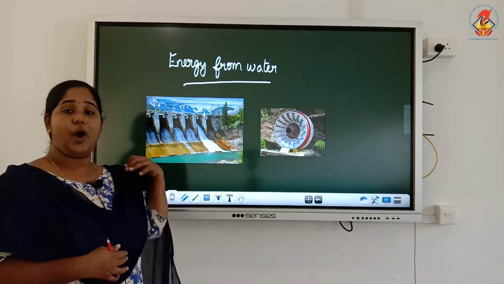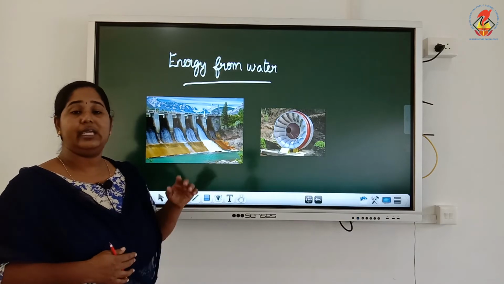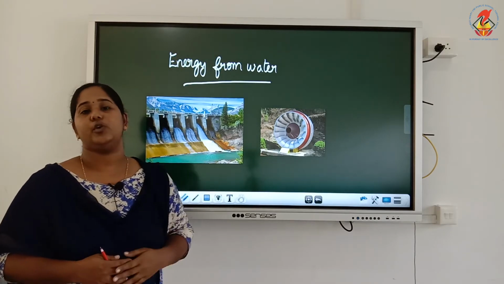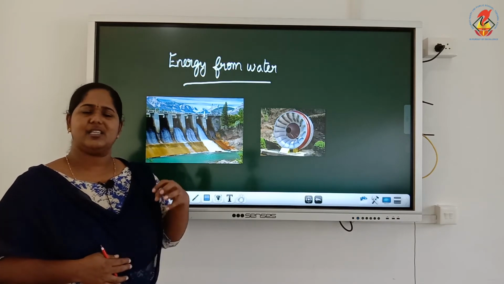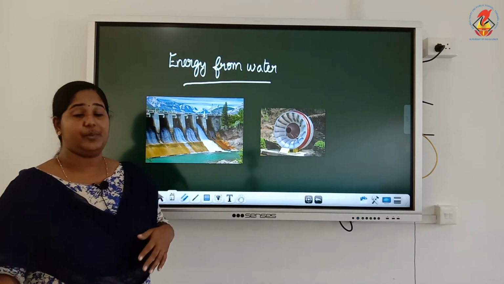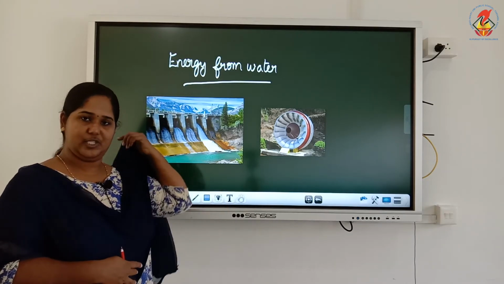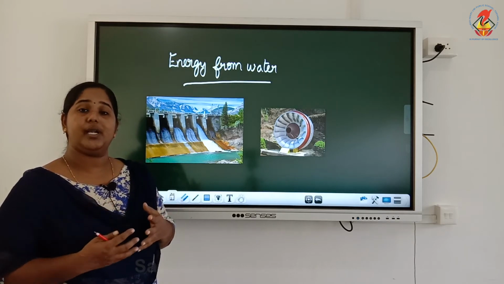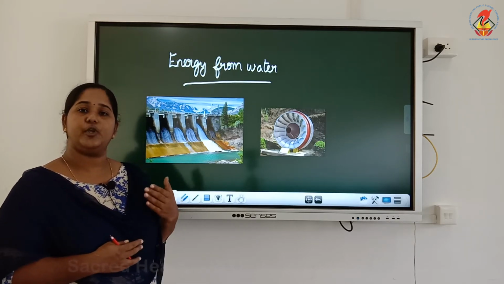So the most important thing here is the water. It only turns the turbines to produce electricity, and that is a very readily available source of energy to produce electricity compared to atomic energy and geothermal energy. So hydroelectric energy or hydropower is energy from water. It is used to produce electricity.